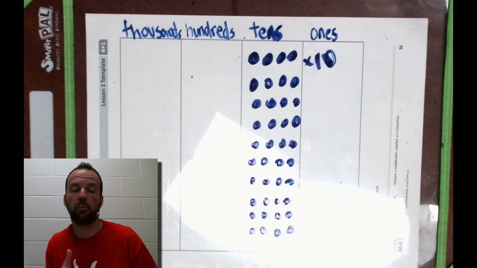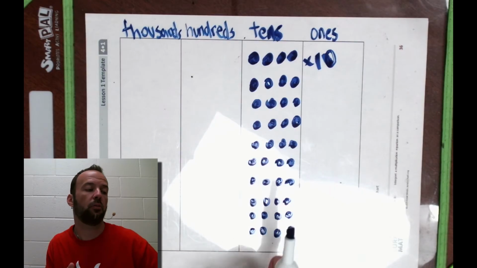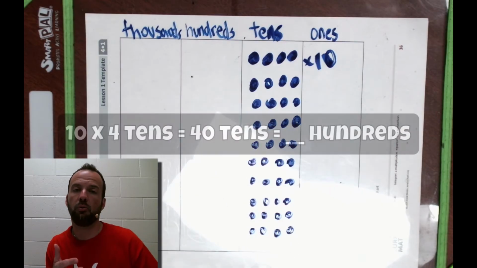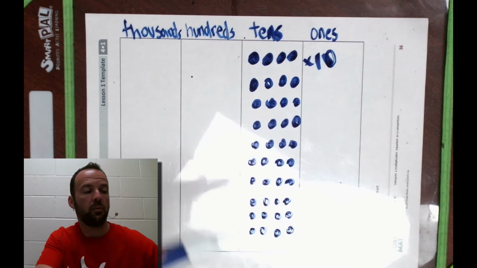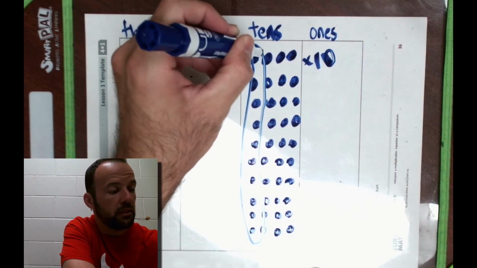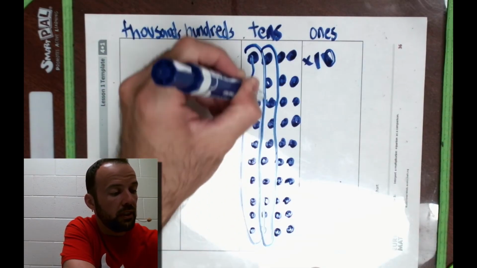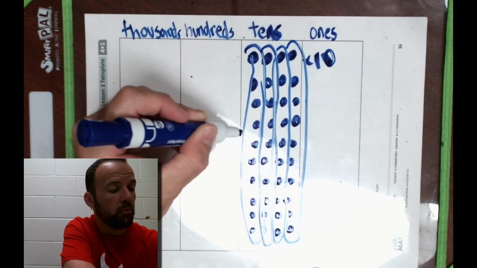But how can I regroup that, thinking about the pattern that we used before to move from ones to tens? If I wanted to go from tens to hundreds, how could I group those, and what would it look like? How many hundreds would I have? Perfect. Well, if I grouped these into groups of 10, here's one group of 10. This would be 2 groups of 10, 3 groups of 10, and 4 groups of 10.